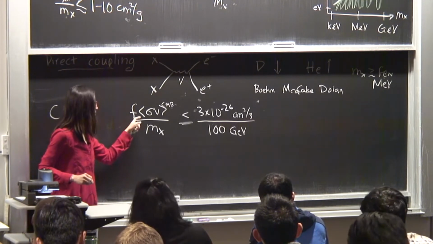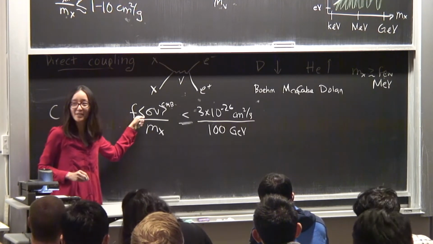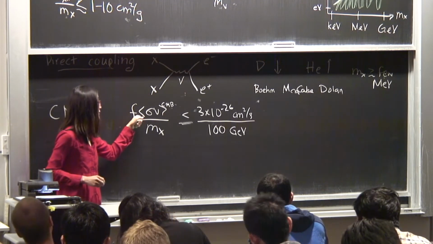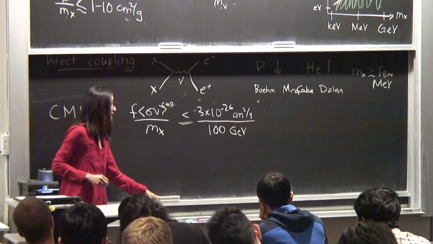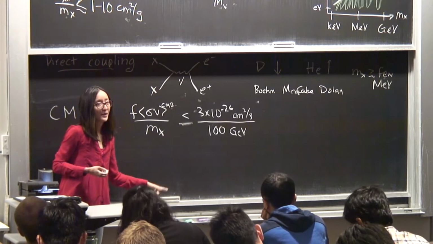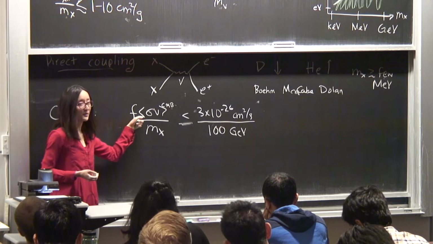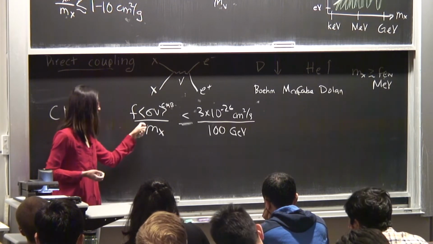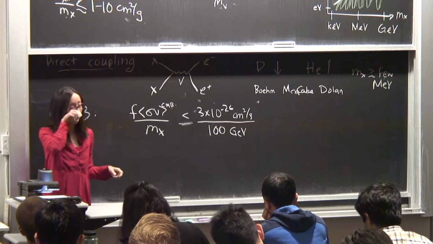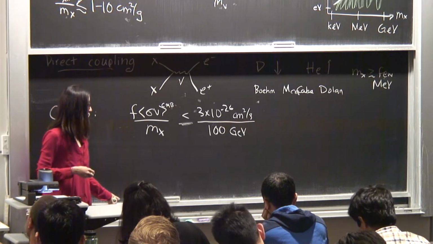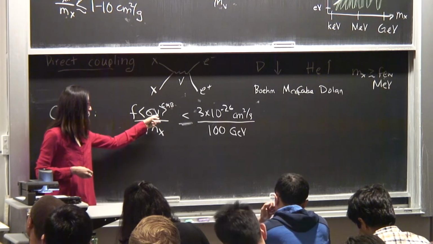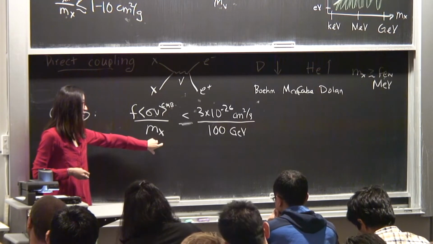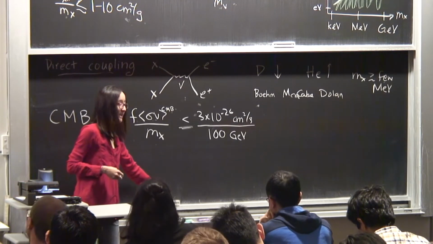F is an efficiency. You can ask Tracy all about F. She's done all the calculations on F. It is an efficiency for the annihilation into visible things. So if you annihilate mostly into neutrinos, this F becomes almost zero, because neutrinos don't ionize. And if you annihilate into photons, it's almost 1. So this says if you have the thermal relic and your F is order 1, then below 100 GeV is extremely constrained.